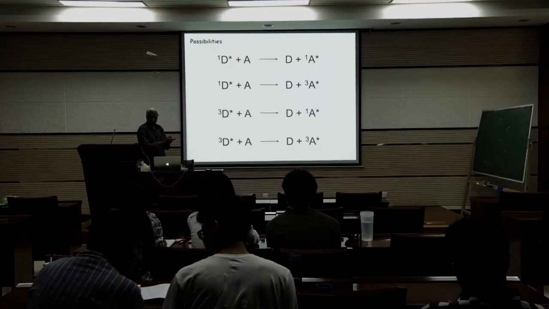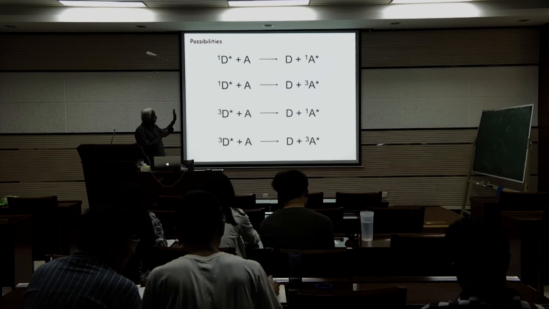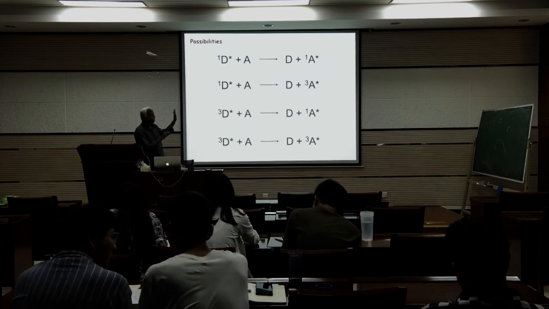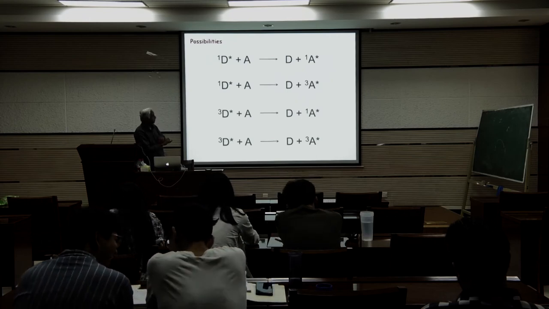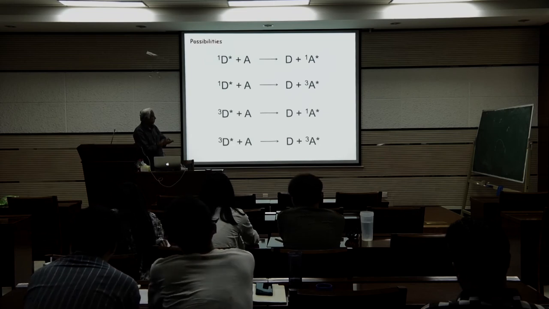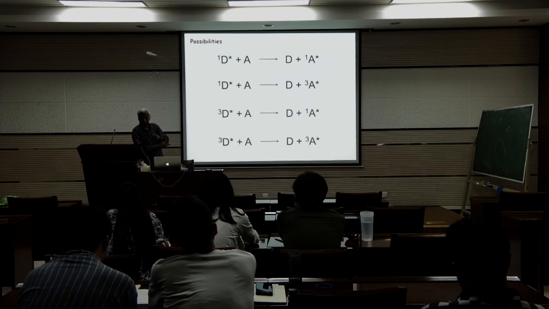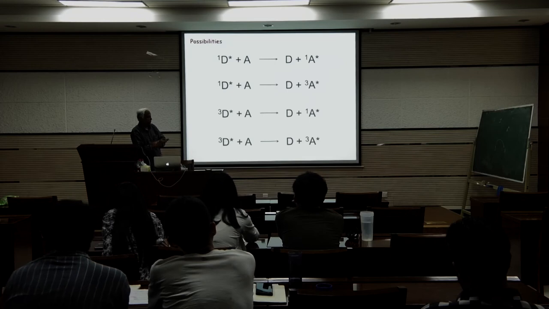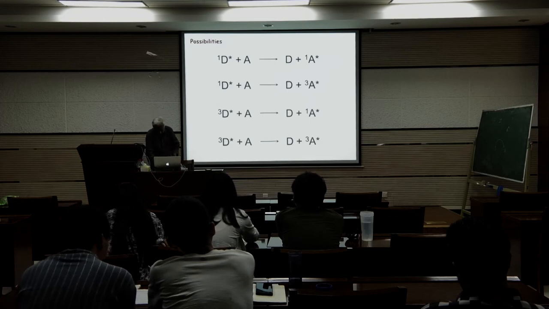Number three. This side has got a triplet, and that side has become a singlet. So I told you the spin has to be the same on this side and on the other side. Right? So if this is triplet, that cannot become singlet, that has to be a triplet. You cannot change the spin and you cannot energy transfer. So the allowed ones are 1 and 4, these two. Okay? Alright, so let's go back.